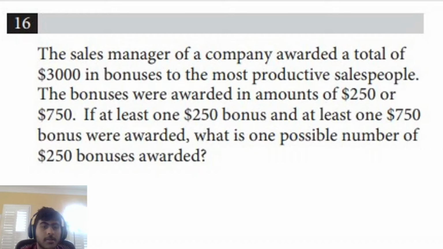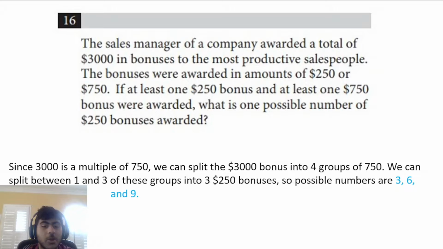Let's get started. Question number 16. The sales manager of a company awarded a total of $3,000 in bonuses to the most productive salespeople. The bonuses were awarded in amounts of $250 or $750. If at least one $250 bonus and at least one $750 bonus were awarded, what is the possible number of $250 bonuses awarded?